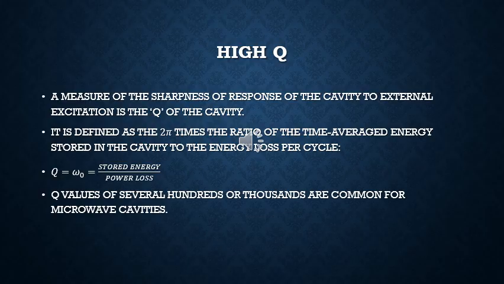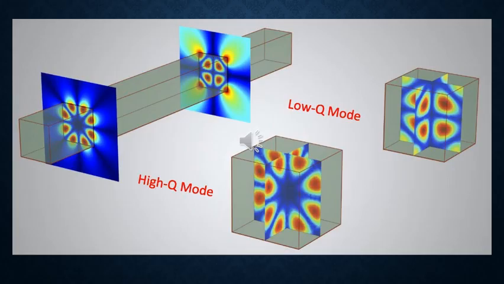We next come to high Q. A measure of the sharpness of response of the cavity to external excitation is the Q of the cavity. It is defined as 2 pi times the ratio of the time average energy stored in the cavity to the energy loss per cycle. Hence, Q, which is equal to omega 0, is stored energy upon power loss. Q values of several hundreds or thousands are common for microwave cavities. I'd like to sign off with a visual representation of what a high Q mode looks like in comparison to a low Q mode.